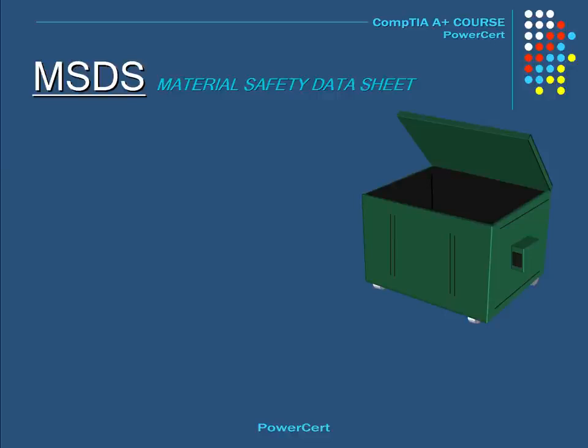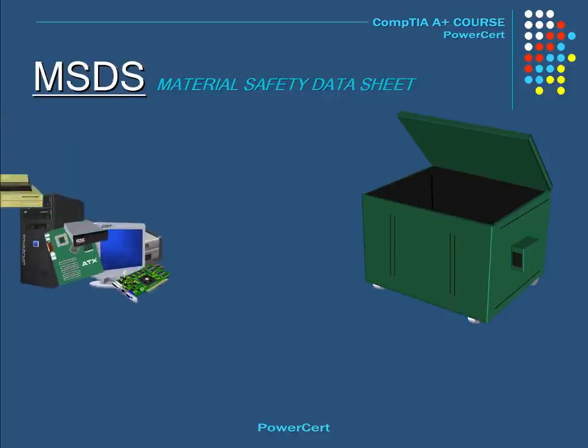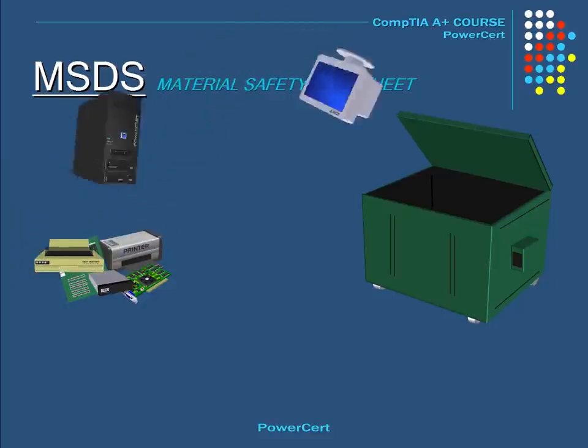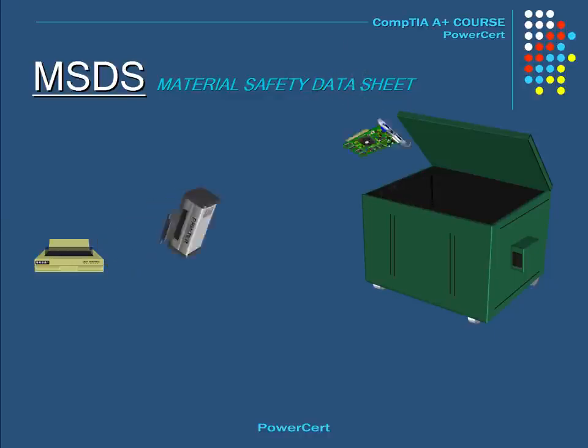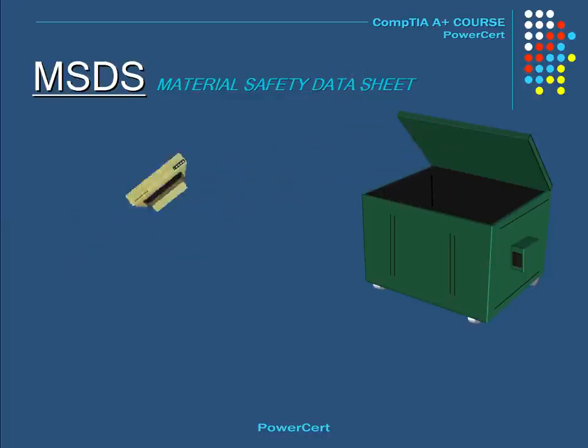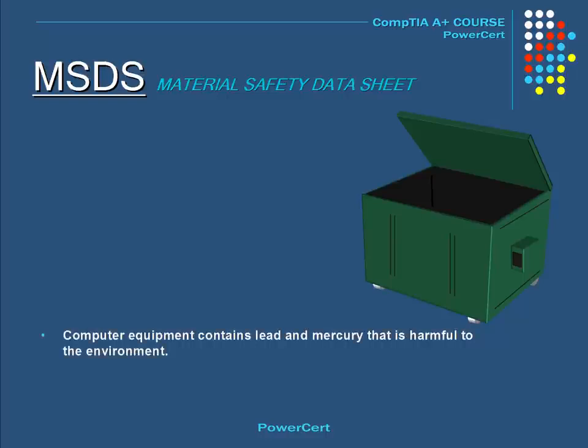When dealing with our environment, it's important to understand the proper way to dispose of certain pieces of equipment so that it doesn't affect the environment in a negative way. And computer-related equipment is no exception. For example, computers contain lead and harmful chemicals such as mercury that is harmful to the environment. And for this reason, they must be disposed of in a proper way.